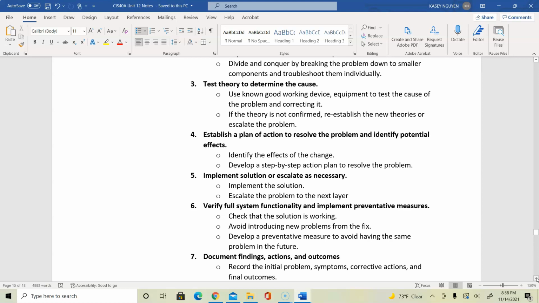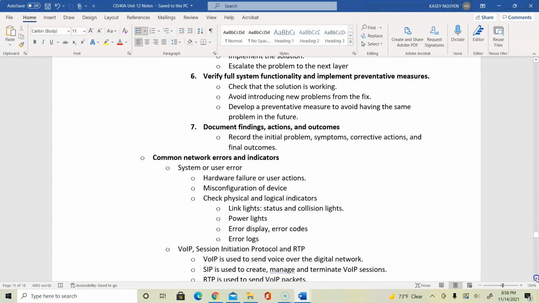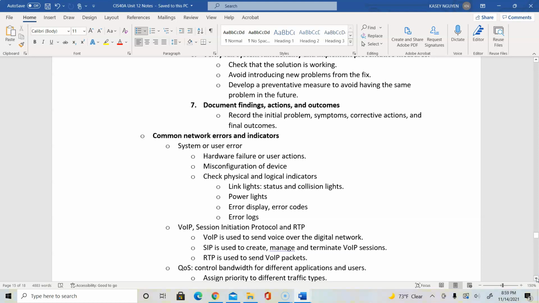Develop preventative measures to avoid having the same problem in the future. We would then teach the user if it's a user error, or we would then apply proper configuration to prevent that happening to other systems. Lastly, document findings and actions and outcomes. We would record the initial problem, symptoms, and corrective actions along with the final outcome, so that way we would be able to refer to it in the case where the same problem occurs.